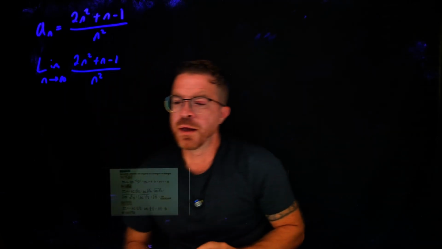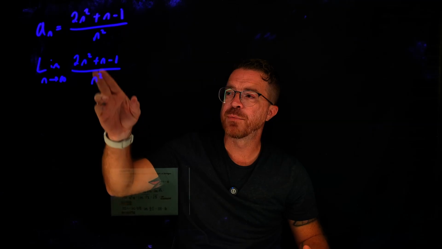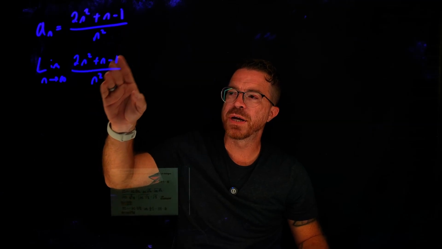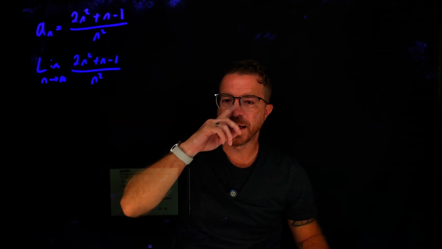So for this one, you could try dividing by n squared, but what's going to happen is you're going to end up with 2 plus 1 over n minus 1 over n squared divided by 1. You're still going to end up with that n squared denominator.